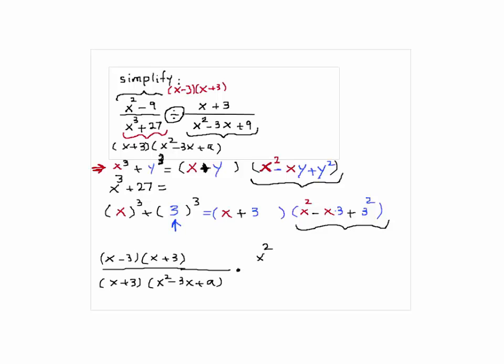So this x to the power of 2 minus 3x plus 9 goes to the top of the fraction. And now we can look for reducing these. And looks like x plus 3 and x plus 3 can be reduced. All these can be reduced. And at the end, I would get x minus 3 at the top of the fraction over x plus 3 at the bottom of the fraction.